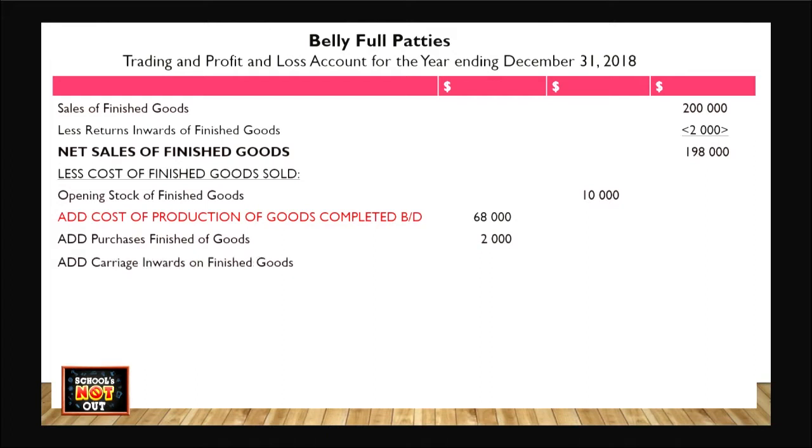Now, having bought the finished goods, the manufacturer can't just walk with all those goods in his hands. So he has to pay to carry in those finished goods. So therefore, it's going to increase his purchases cost. So it behoves him to add in his carriage inwards on finished goods. So here we are with figures: $68,000, $2,000 for purchases, and $500 for carriage inwards.